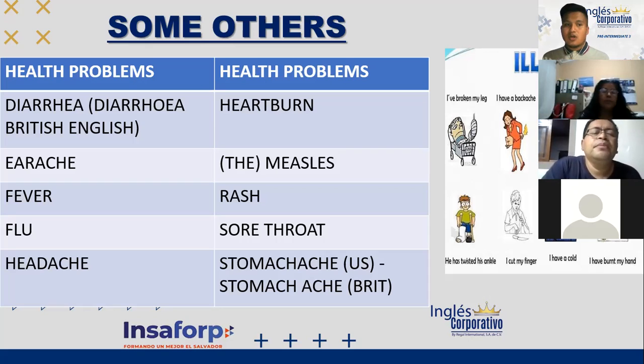Okay, very good. So let me tell you, diarrhea is very simple. Earache, dolor de oído. Fever, fiebre. Flu, gripe. Headache, dolor de cabeza. Heartburn es como acidez estomacal. Measles es como sarampión. Rash, por ahí alguien dijo la palabra, I forget it. What does that mean in Spanish? Rash, erupción, sarpullido. Oh, that's it, sarpullido.